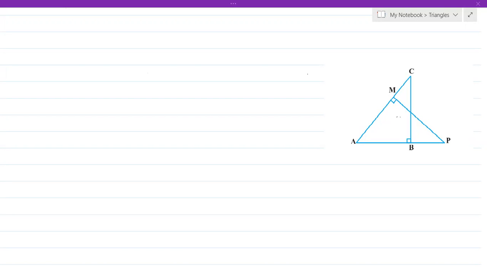In this figure, ABC and AMP are two right angle triangles, right angle at B and M. We have to prove two things. The first one is that triangle ABC is similar to triangle AMP, and we have to prove that the ratio CA by PA is equal to BC by MP.